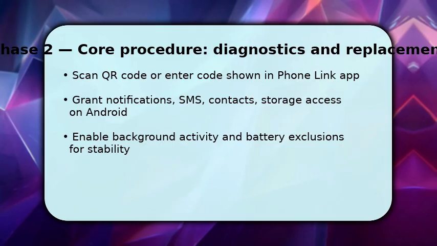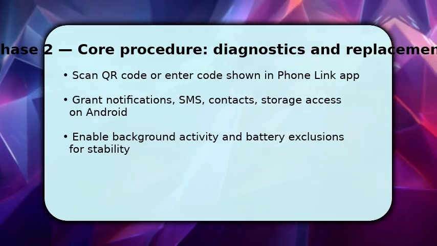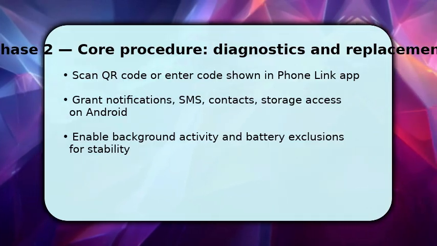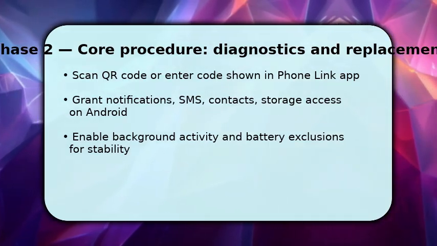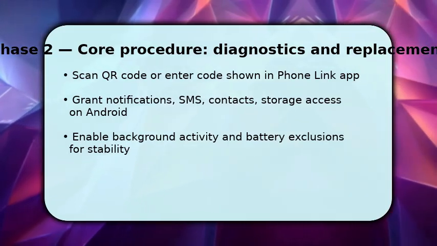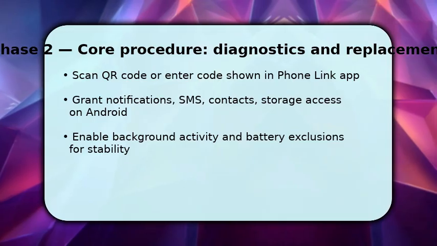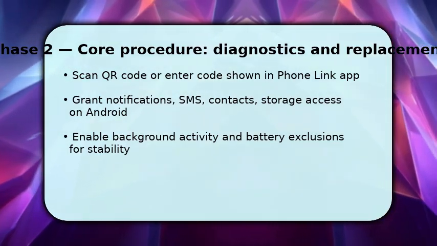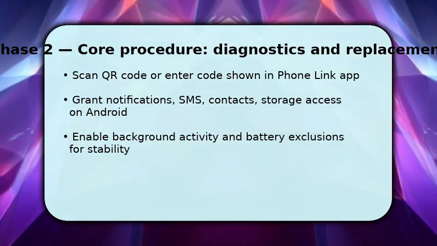You must grant permissions. Allow notifications, messages, contacts, and storage access so the apps and files can flow both ways. Make sure to allow background activity for the companion app and add it to any battery optimization exclusions. Otherwise, Android may kill it and break sync. After permissions, Phone Link will finish setup and begin syncing content.